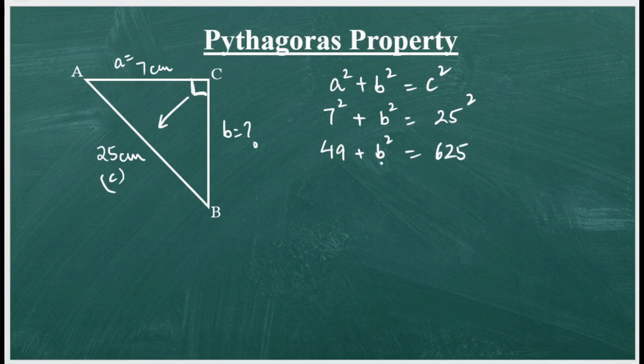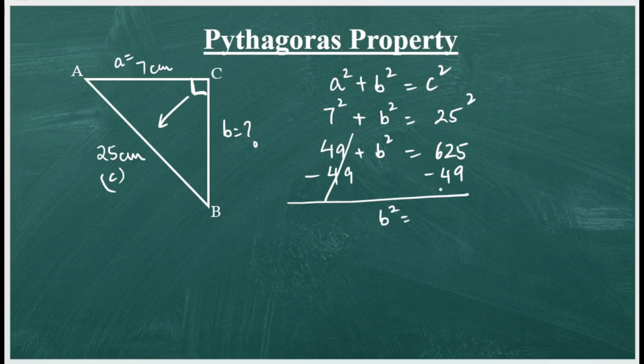Now, in order to find the value of b square, I will subtract 49 from both the sides because I want to eliminate this 49. So, it cancels out because 49 minus 49 is 0. So, we are left with b square is equal to 625 minus 49, which is 576. And now I have told you already, if I want to remove this square because I just need b, not b square, I will take the square root on both the sides, and the square root of 576 is 24. So, the value of b comes out to be 24 centimeter.